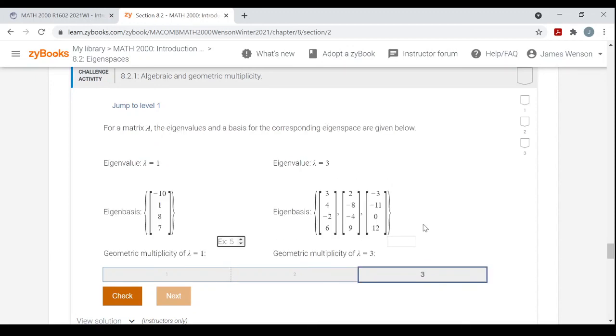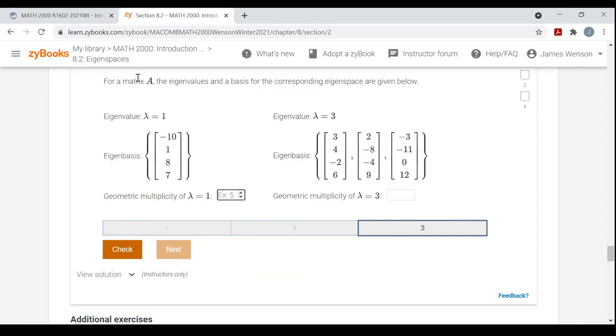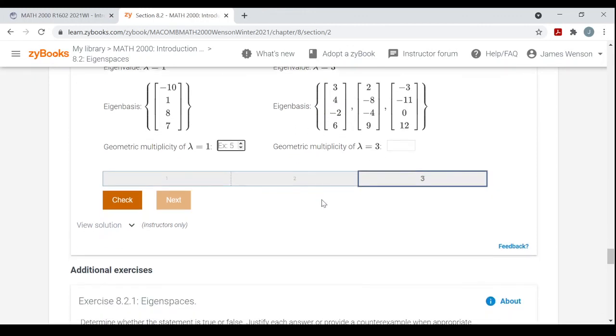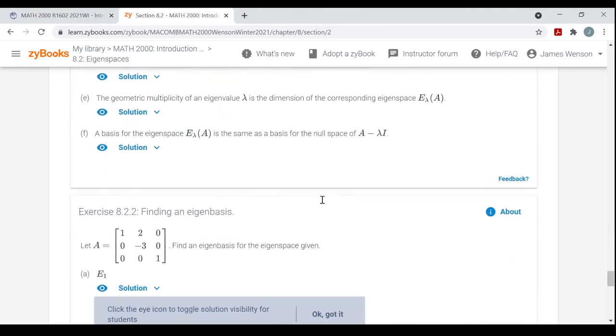And then the final level is, oh, what a joke! You're given eigenvalues of some matrix. You're given a basis for the eigenspace corresponding to those eigenvalues, and then asked for the geometric multiplicity. Well, if you already know a basis for the corresponding eigenspace, then you know the dimension, and if you know the dimension, that is the geometric multiplicity. So pretty easy examples, in my opinion. Pretty easy challenge activity, if, again, you know what those words mean, algebraic multiplicity and geometric multiplicity.